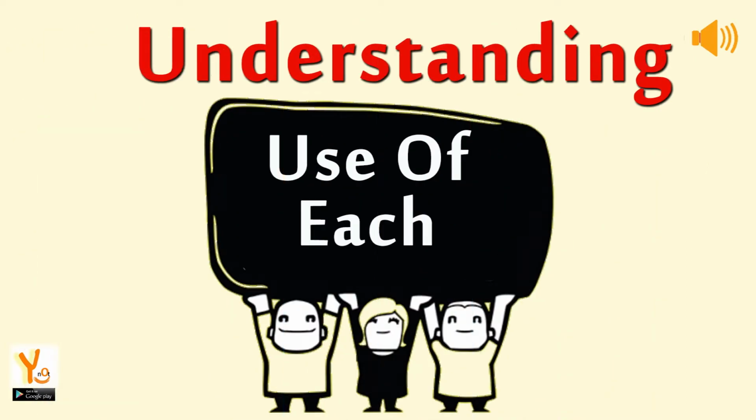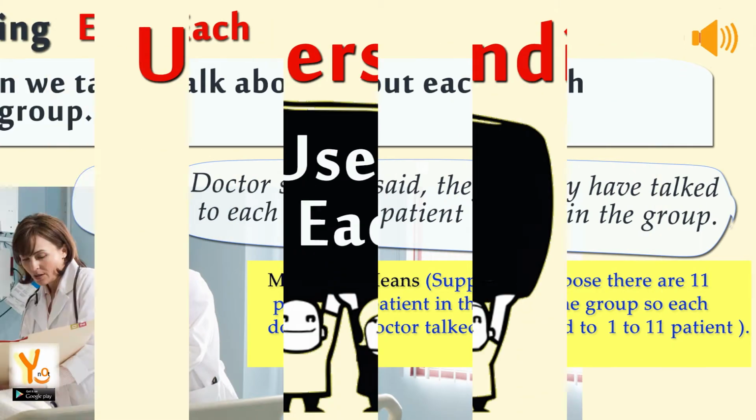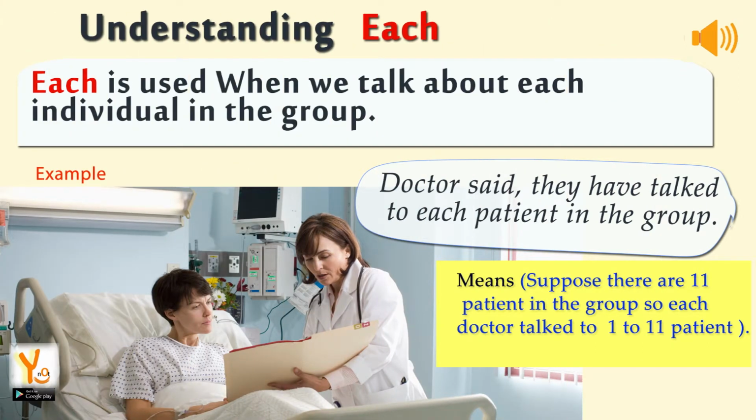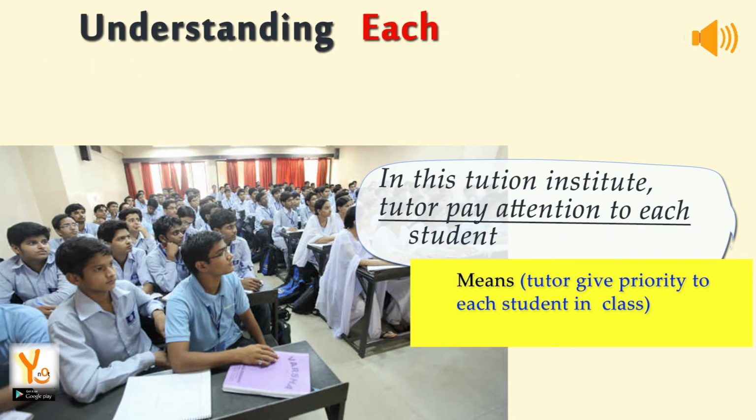Now, understanding use of each. Each is used when we talk about each individual in the group. For example, the doctor said they have talked to each patient in the group. Meaning, suppose there are 11 patients in the group, so the doctor talked to patients 1 to 11. Another example. In this tuition institute, the tutor pays attention to each student. Meaning the tutor gives priority to each student in class.